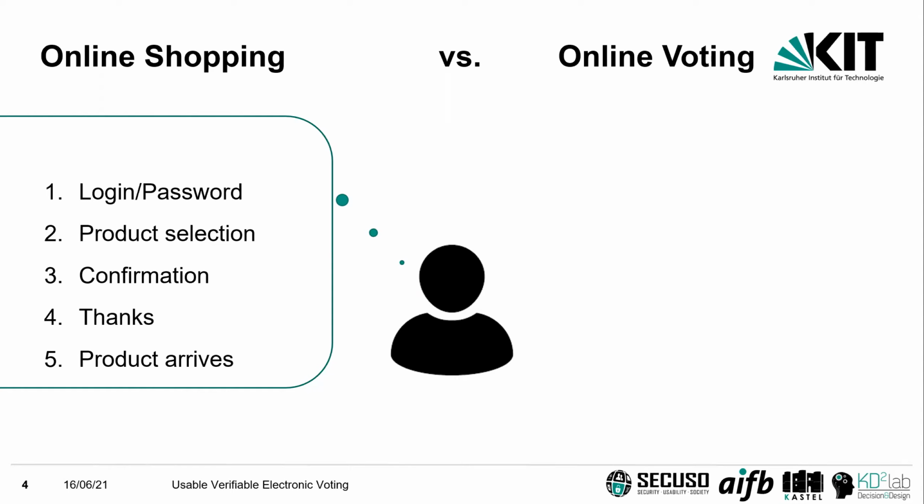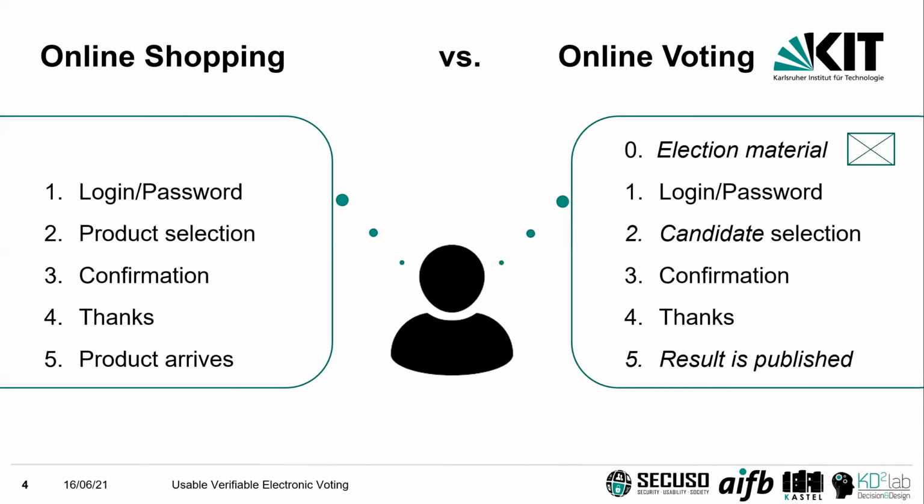People have a username and a password which they use to log in to their shopping page. They make a product selection. Usually they are asked to confirm whether they are sure that they really want to buy this product. Then there is a thank you page, and ideally at some point the product arrives. So from the point of view of a user who is not a security expert or an election expert, you may assume that online voting works simply the same.